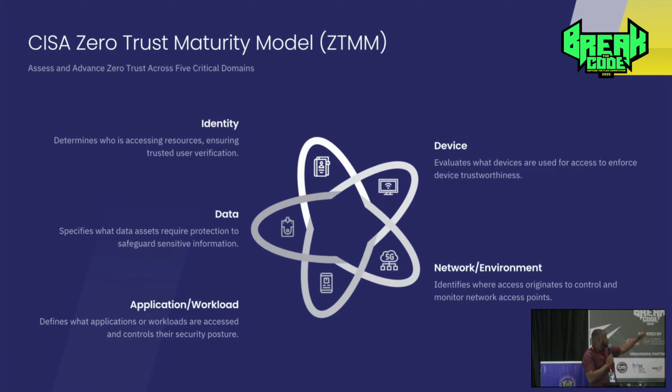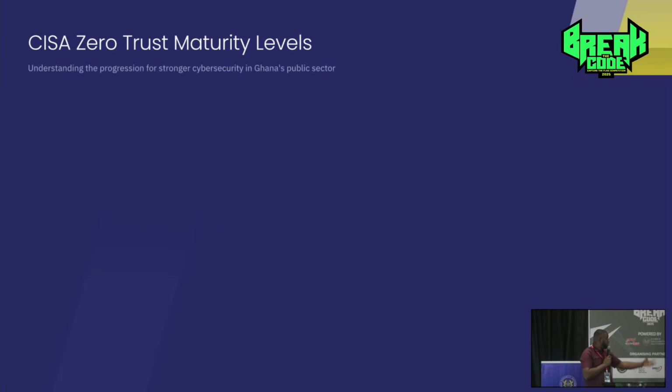Now, these principles collectively enhance security by minimizing trust assumptions and the rest. Okay, so this is also another model. It's called the CISA Zero Trust Maturity Model. Because of time, I'll just go through. If you have any question, you can see me after here. So we have identity, we have data, we have application, we have device, then we have the network environment.